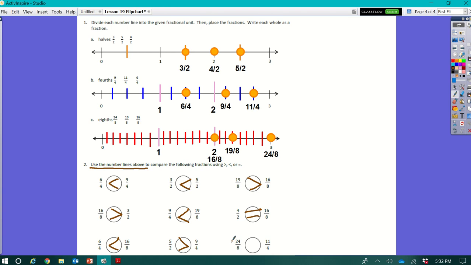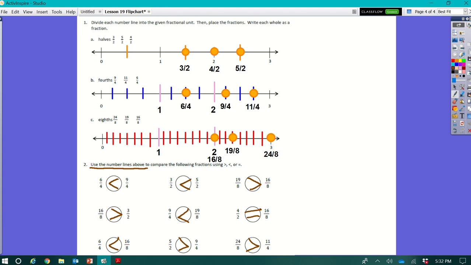Last one, 24/8 compared to 11/4. Well, let's find 24/8. It's on line C. It's right at the whole number 3. And then 11/4 is on line B, and it's right here before the whole number 3. So as you can see, 24/8 is right at 3, and 11/4 is before that or less than that. So 24/8 is greater than 11/4.